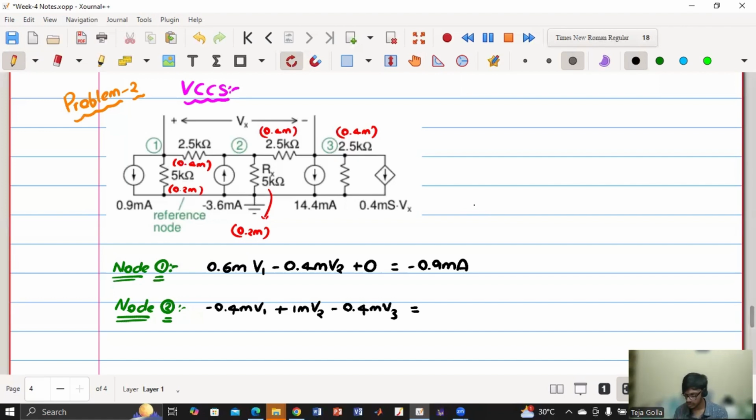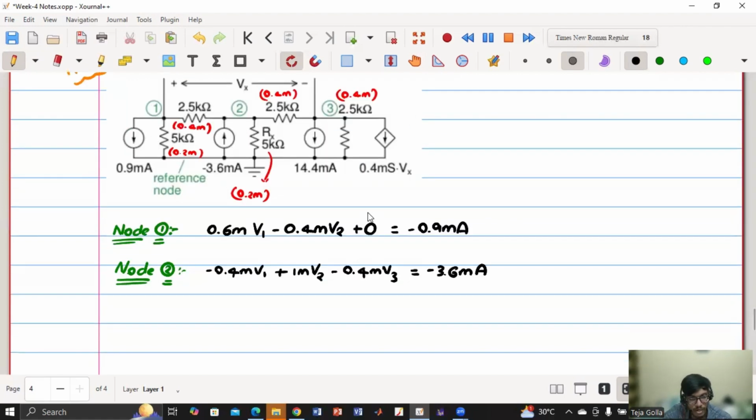Now can you tell me how much is the current entering node 2? Minus 3.6. Yes, you are right. So now this completes two equations, node 1 and node 2. At node 3 also, we'll write in a similar way, with conductance on the LHS and currents on the RHS. So first one is this 0, right? So if it is 0, here also we'll get 0. Then here it is minus 0.4, so here also we'll get minus 0.4 milli. Agree? Into V2 we will get.